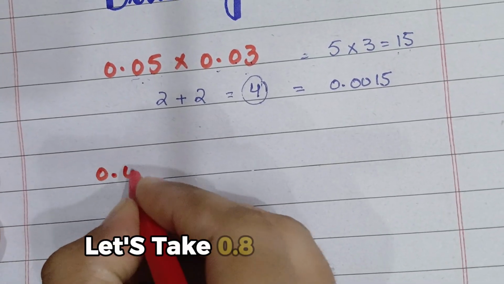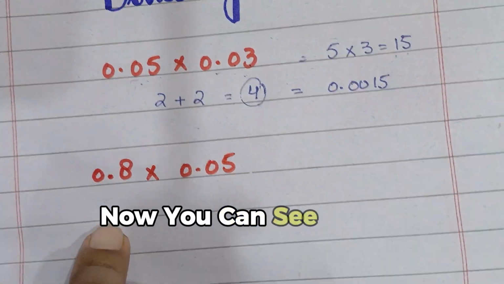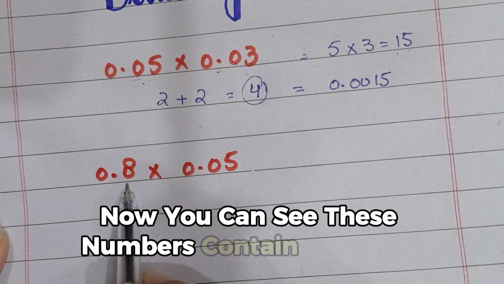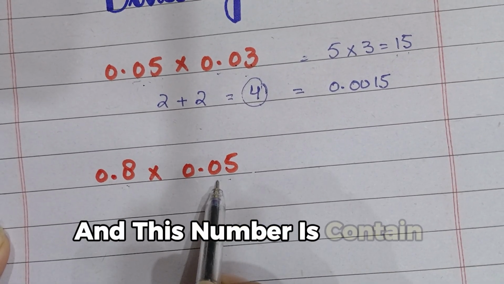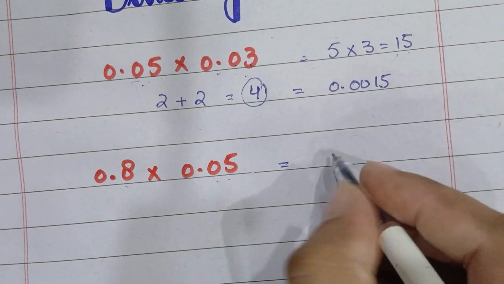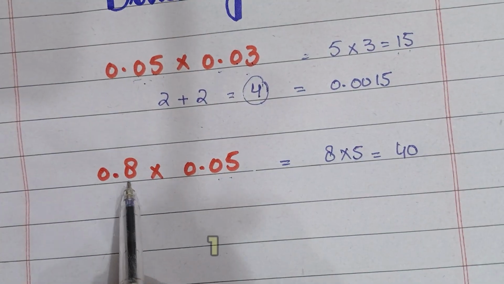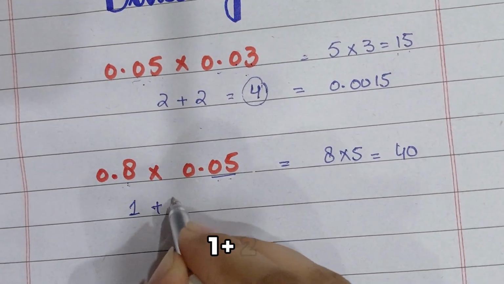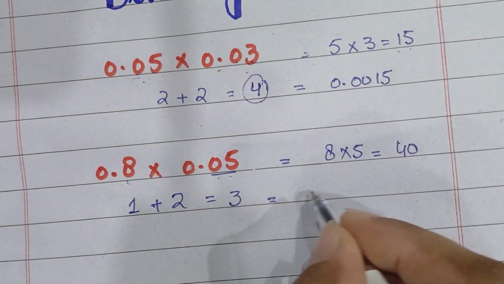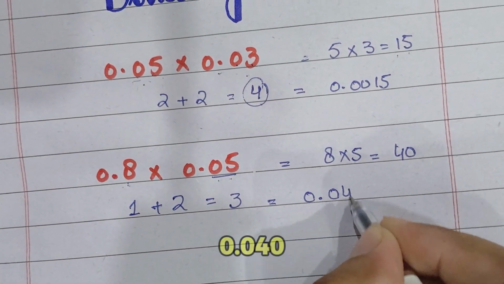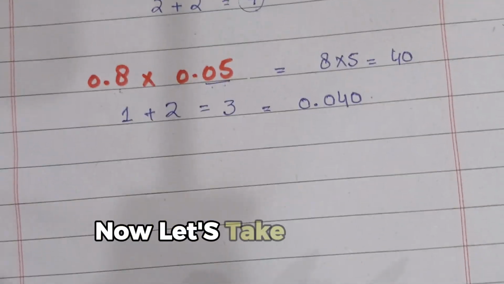Let's take 0.8 multiply 0.05. Now you can see these numbers contain different numbers of digits after the decimal. This number contains 1 digit after the decimal, and this number contains 2 digits. First, 8 times 5 is 40. Now calculate the digits: 1 plus 2 equals 3. Now our final answer should contain 3 digits, so it will be 0.040. Now this is our final answer.